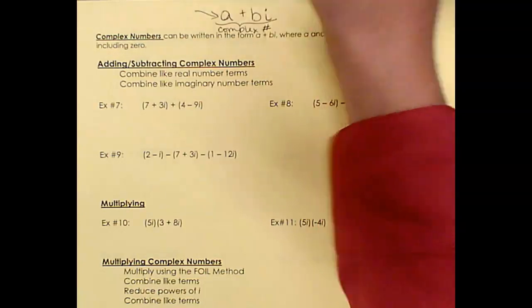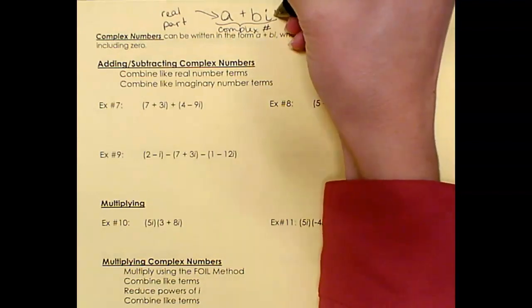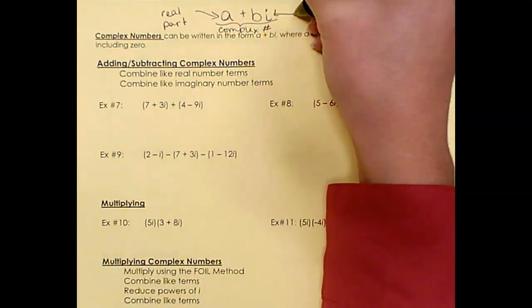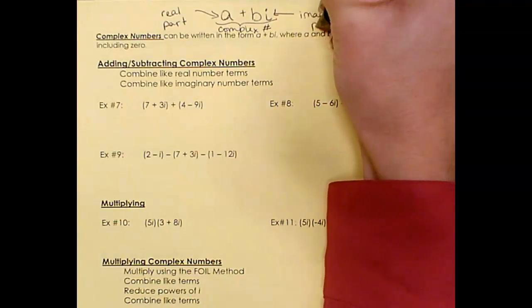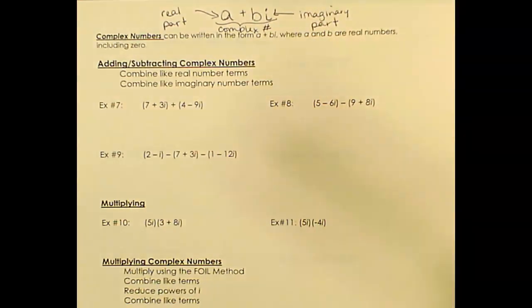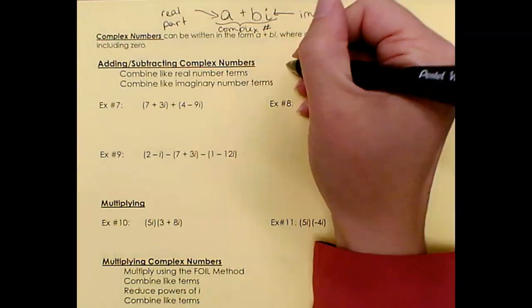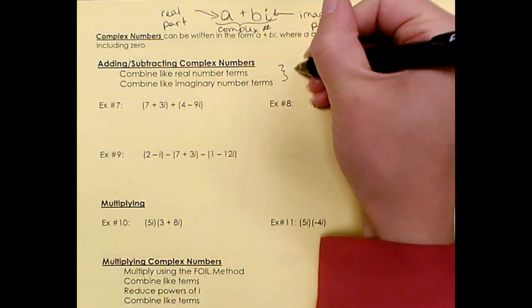The a is the real part, so real numbers, normal numbers. This bi is the imaginary part because it has i in it. So when you add and subtract complex numbers, you want to combine like real number terms and like imaginary number terms. So it's just like combining like terms in the past.